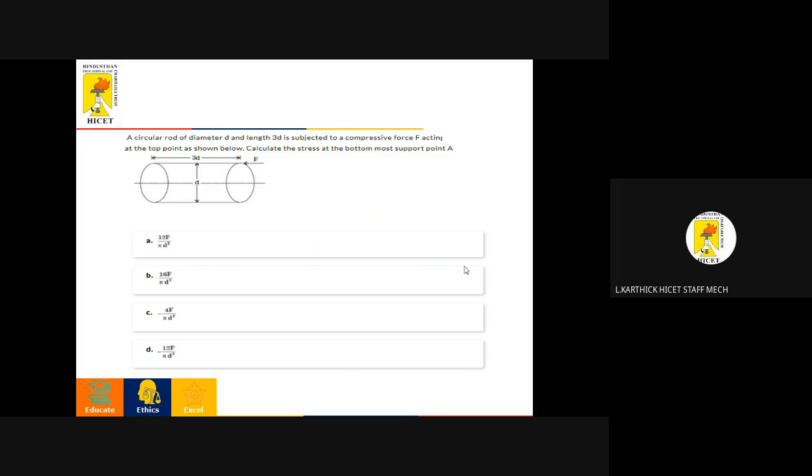So let me look at the problem. This is one of the problems asked in GATE, I think in 2004 or 2005. Look at this problem. A circular rod of diameter D and length 3D is subjected to a compressive force F acting at the top point as shown below. Calculate the stress at the bottommost support point A. So the diameter is D and the length is 3D, and it is subjected to compressive force F at the top point. We need to calculate the stress at the bottom support point.